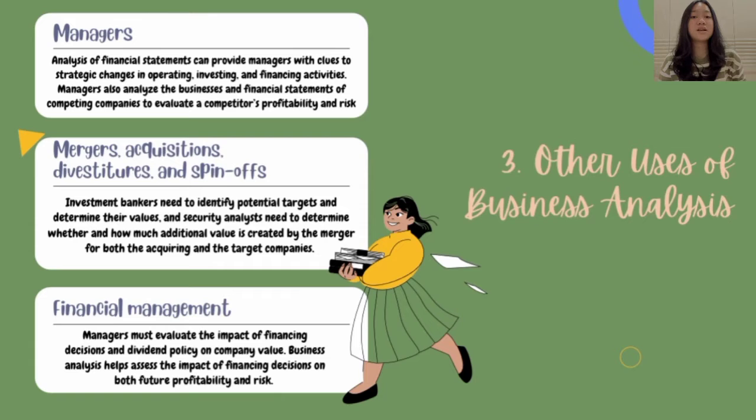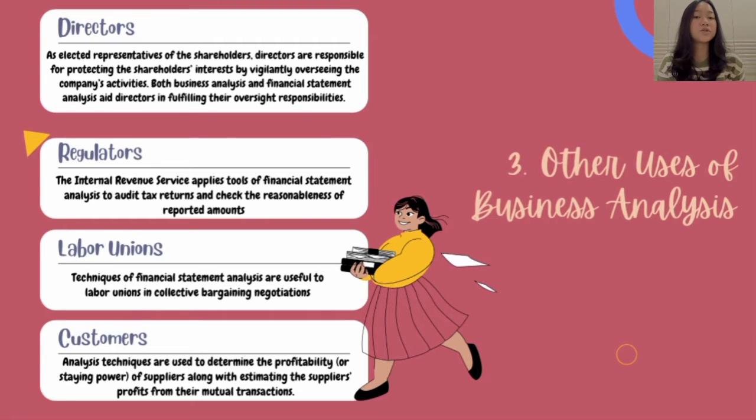The second is mergers, acquisitions, and divestitures. Business analysis is performed whenever a company restructures its operations through merger, acquisition, divestiture, and spin-off. The third is financial management. Managers must evaluate the impact of financial decisions and dividend policy on company value. The fourth is directors. As elected representatives of the shareholders, directors are responsible for protecting the shareholders' interests by vigilantly overseeing the company's activities.